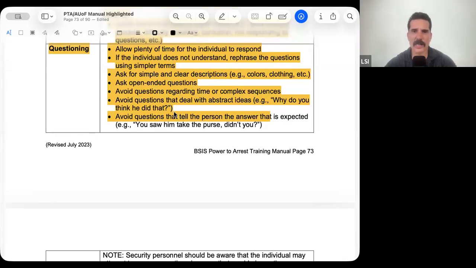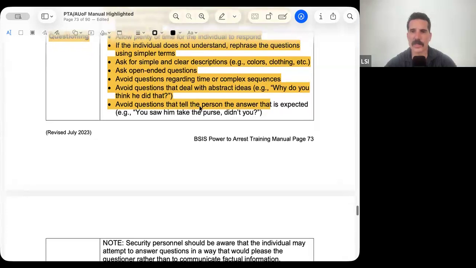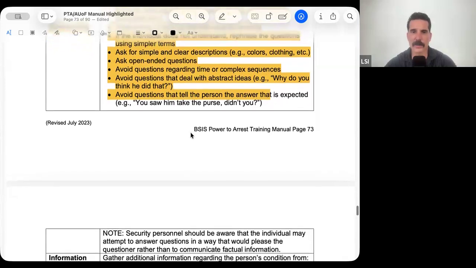For example, why do you think he did that? Avoid questions that tell the person the answer that is expected. For instance, you saw him take the purse, didn't you?